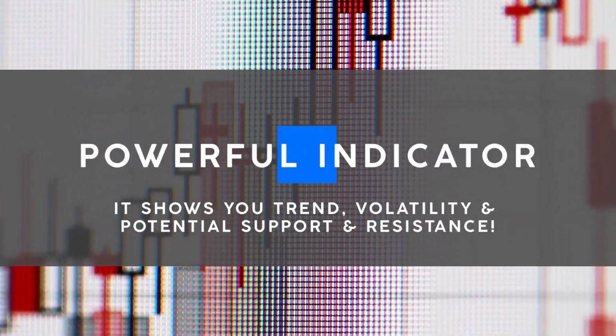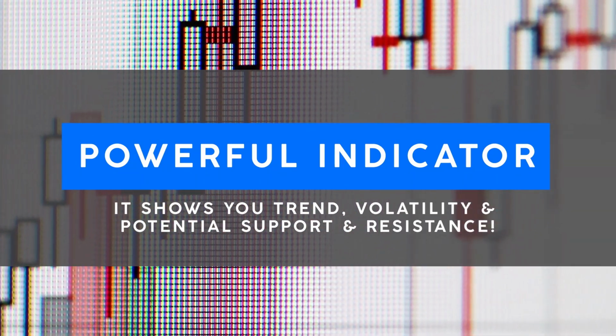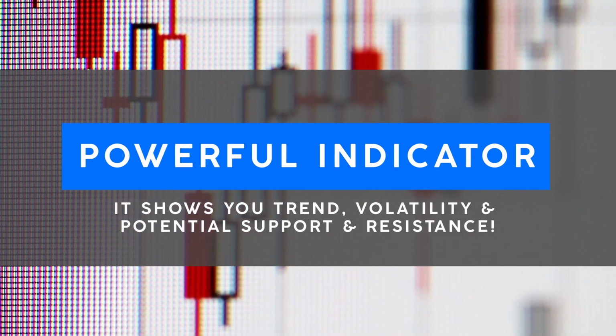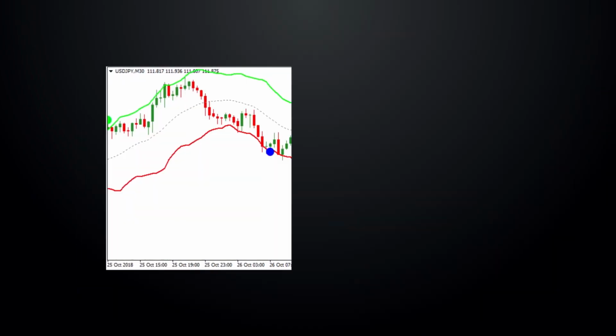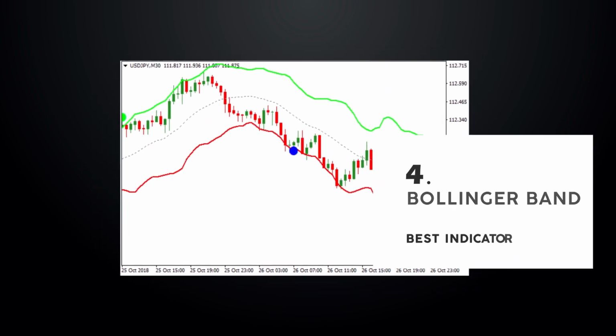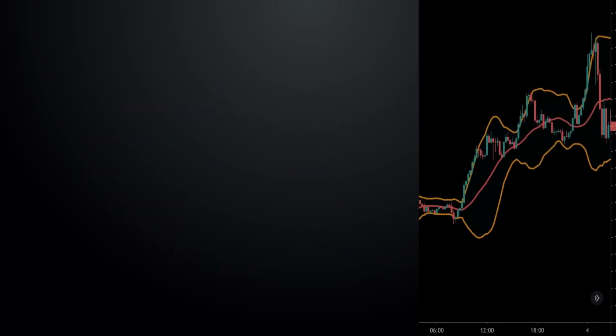Finally, we have the last indicator, which is a powerful indicator that shows you the trend, volatility, and even potential support and resistance levels. Any guesses? Well, it is actually the Bollinger Band. So stick around because this indicator will drastically improve your ability to day trade.